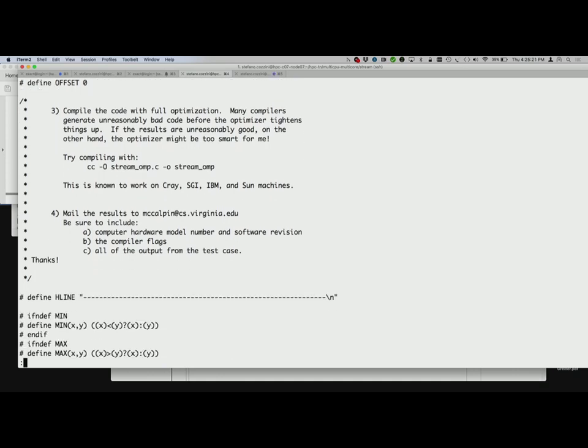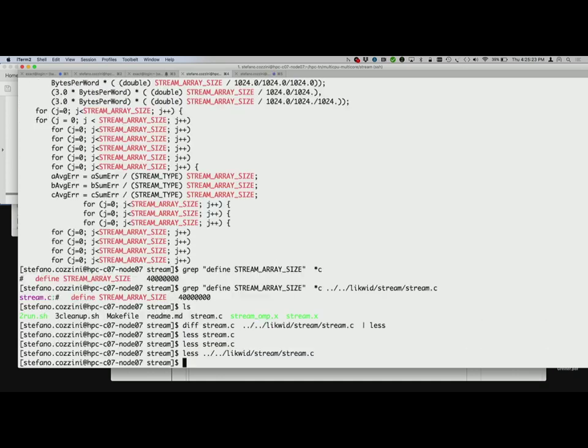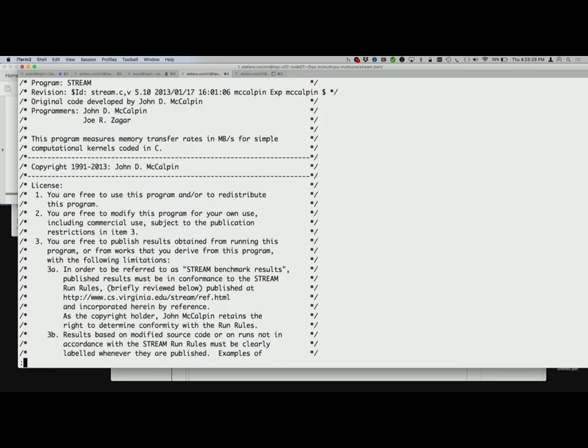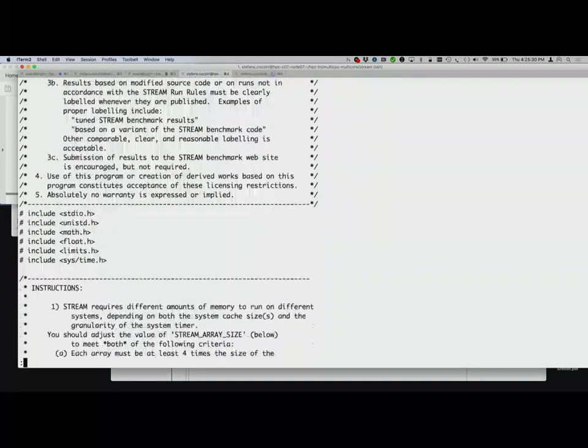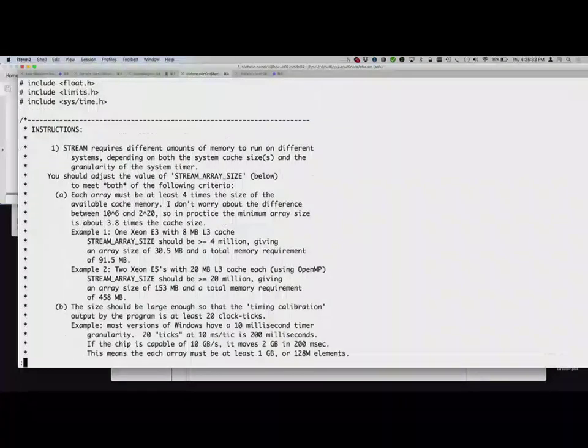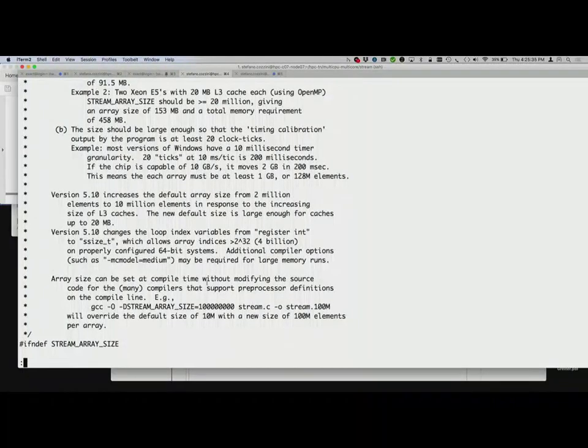So there is this line that tells me something that explains again. Version 5.10 increases the default array size from 2 million elements to 10 million elements in response to the increasing size of L3 caches. The new default size is large enough for caches up to 20 megabytes. So this means that this is actually the wrong behavior, correct?